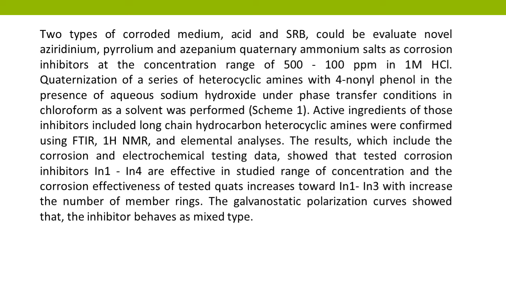Scheme 1. Active ingredients of those inhibitors included long-chain hydrocarbon heterocyclic amines, confirmed using FTIR, 1H NMR, and elemental analyses. The results, which include the corrosion and electrochemical testing data, show that tested corrosion inhibitors in 1,4 are effective in the studied range of concentration, and the corrosion effectiveness of tested quats increases toward 1,3 with increased number of member rings. The galvanostatic polarization curves showed that the inhibitor behaves as mixed type.